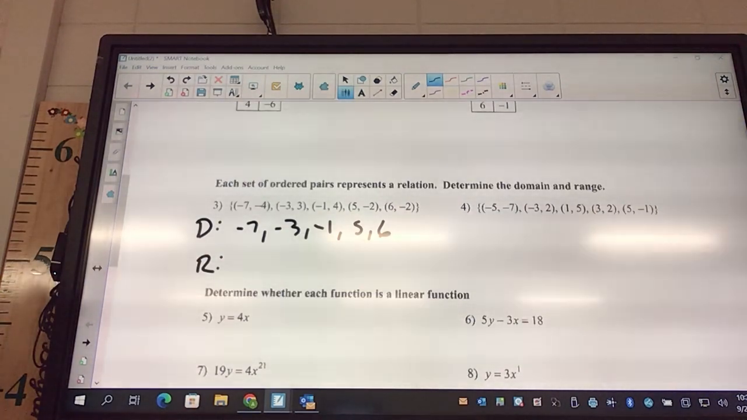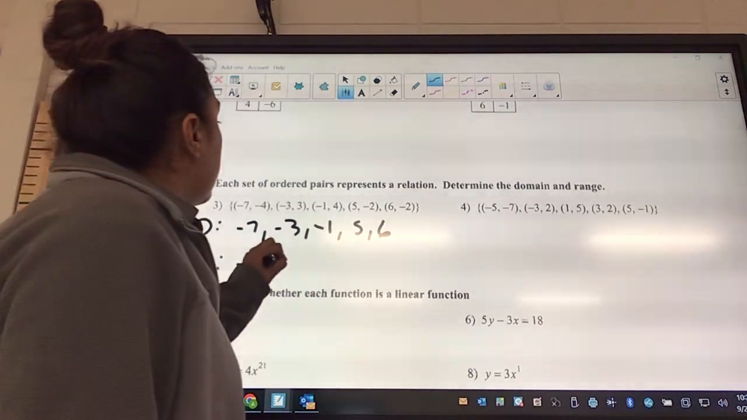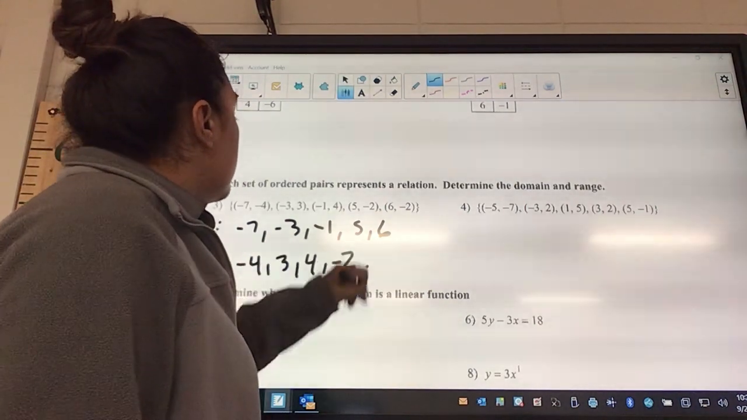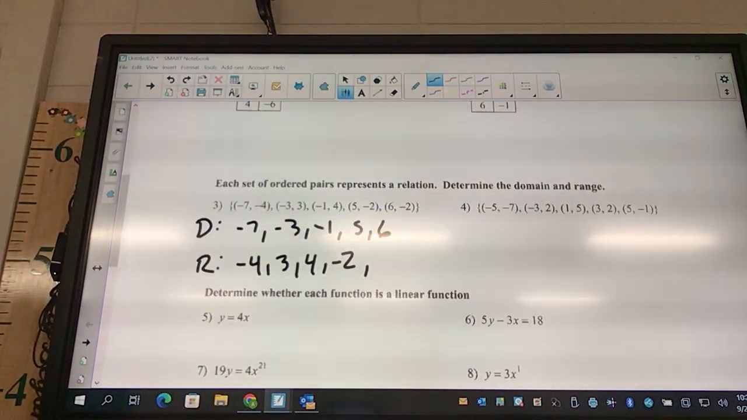What about the range? What is the range? -4, 3, 4, -6. Good. We don't write down the -2 two times.